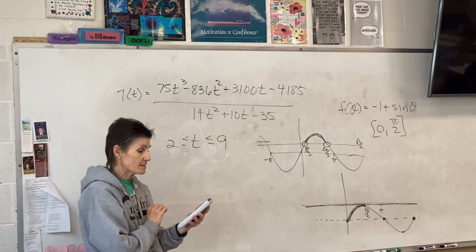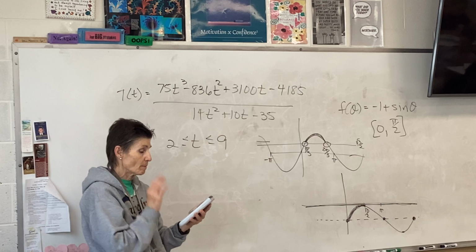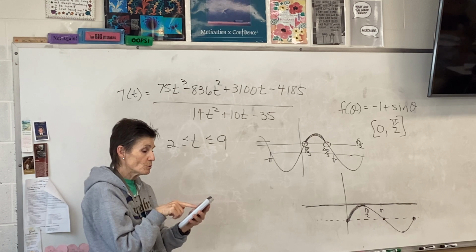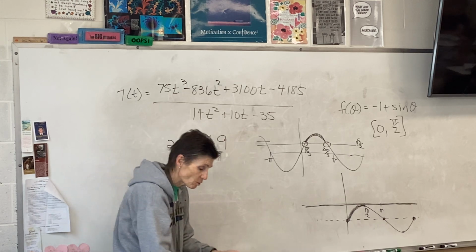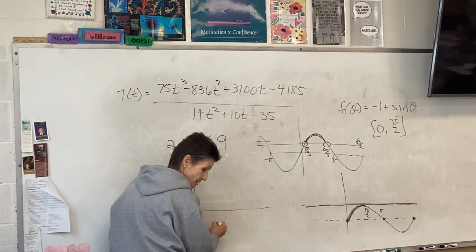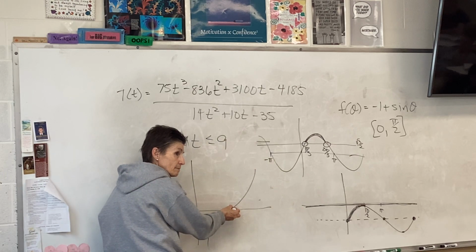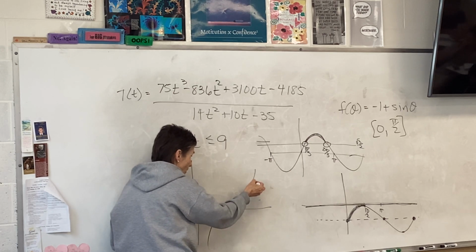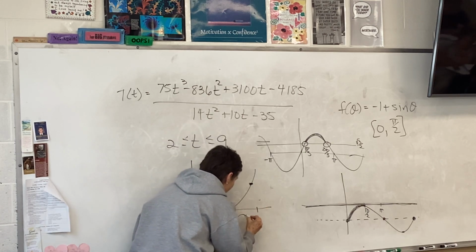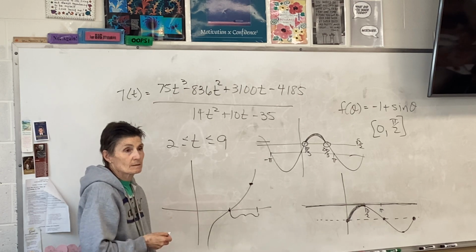I set my window: my X's are 0 to 12, and my Y's are -3 to 10. I chose those Y's because I am trying to figure out how long it takes. This thing comes up and does something like this. Here's where the temperature is 0. Do you agree with that? And somewhere over here is where the temperature is 5. And I want to know how far it is from here to here.